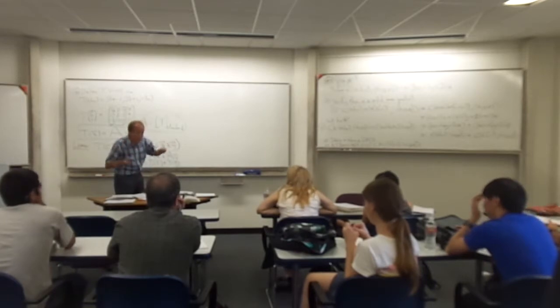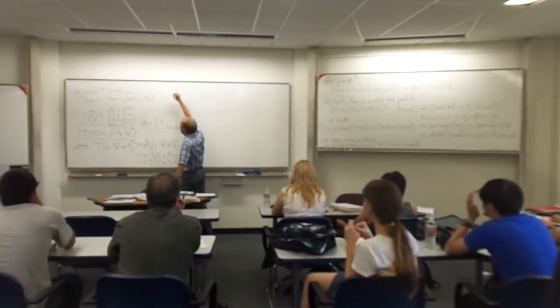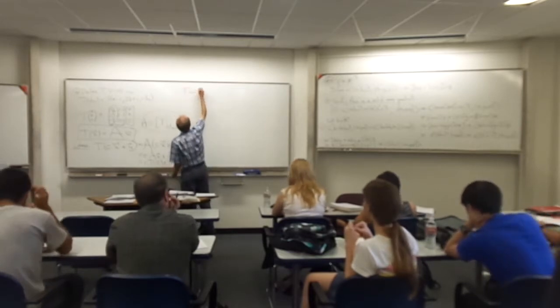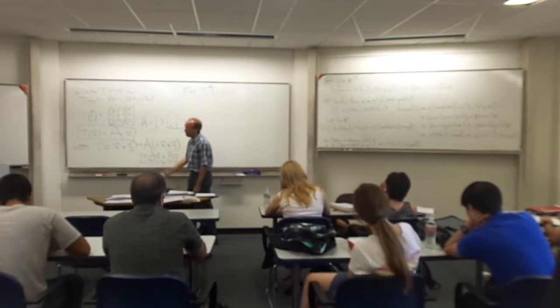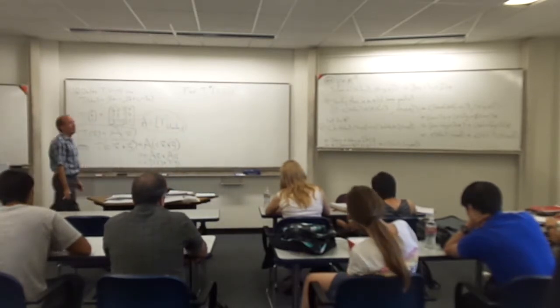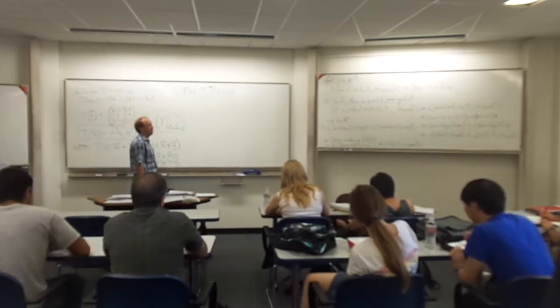Okay, so ready for the question. Finally ready to ask my question now. My question is, find T star of (1, 1, 1), the adjoint of (1, 1, 1) under this transformation. Okay.